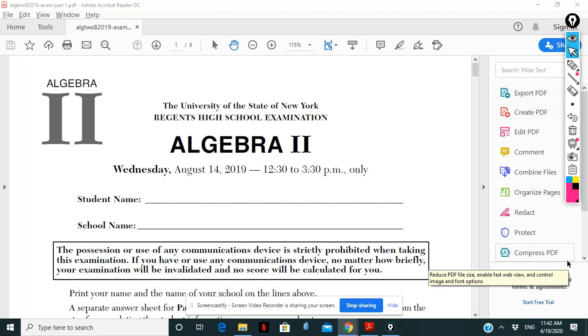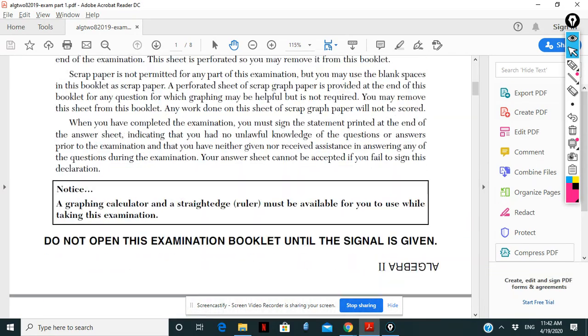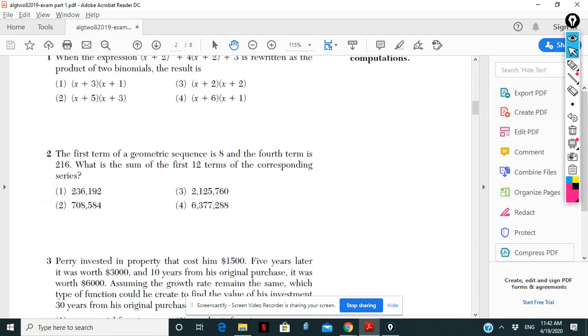Today we're going to continue reviewing for Algebra 2 Regents, and we're going to do August 2019. We're going to start with part 1, the multiple choice.